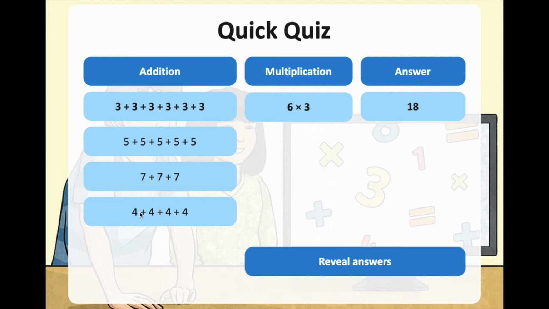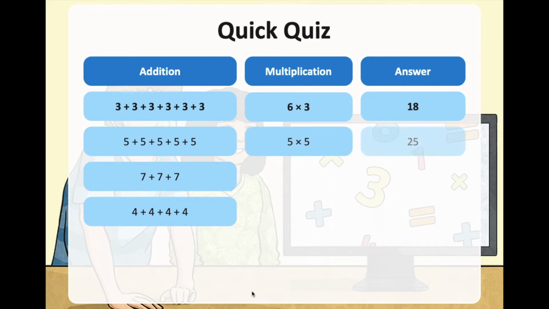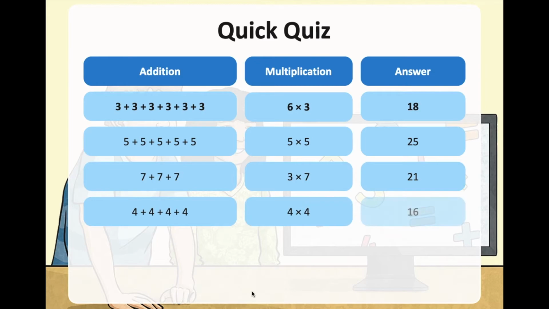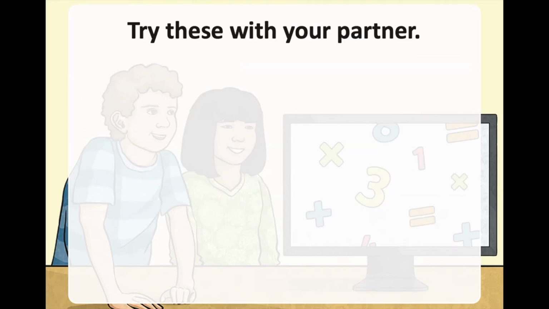Last one. How many times did I add 4? 1, 2, 3, 4 times. So it would be 4 groups of 4. 4 times 4. And I'm going to do skip counting as well. 4, 8, 12, 16. So my answer would be 16. Let's reveal the answers and you can tick them off. Well done.